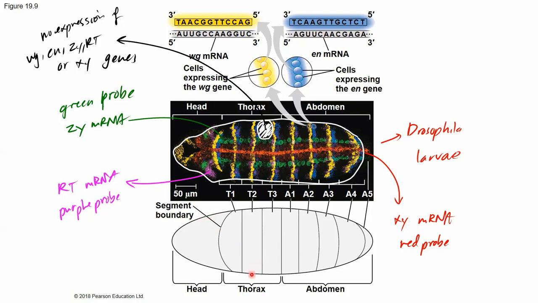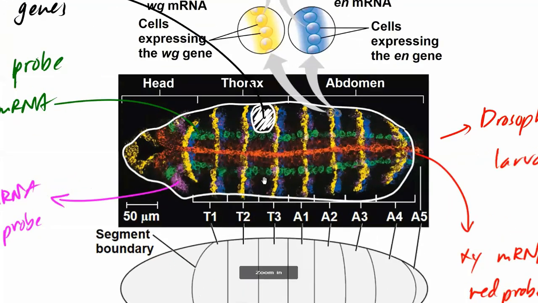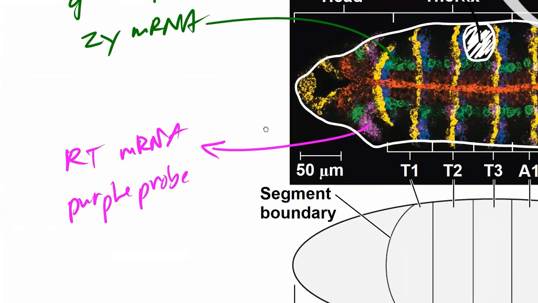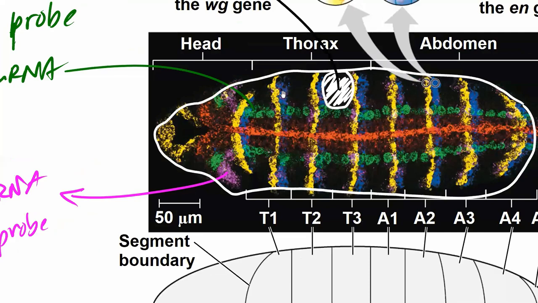And if we zoom in more, notice here we have purple and blue, indicating that these cells might be expressing the EN gene and the RT gene at the same time. So here we have cells that are producing both purple and blue colors, which means both probes, the purple probe and the blue probe, are binding to mRNAs inside these cells.